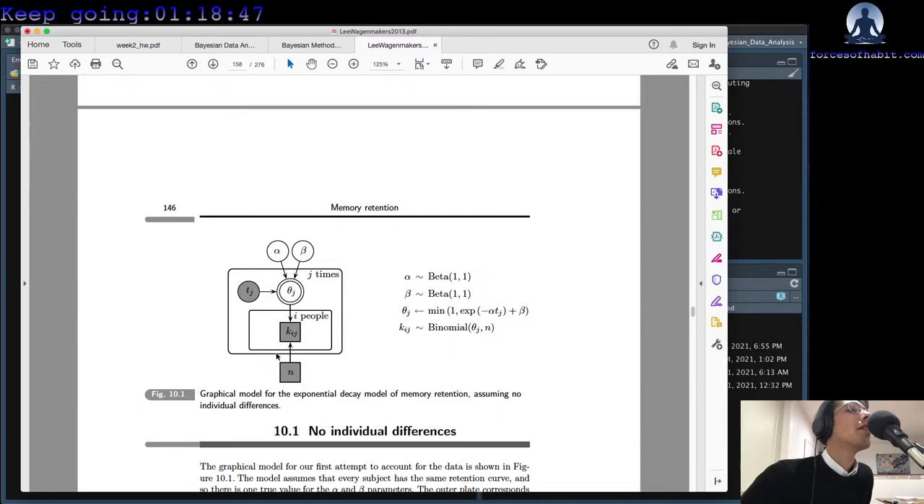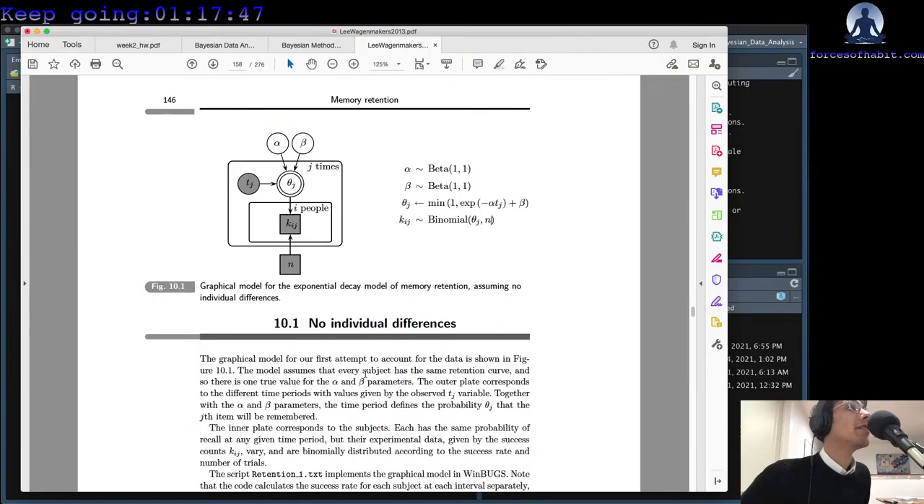We can look at the plates here. So we have people within time. So we have measurements across time, and in all measurements across time, we have people at a given time point. And this is the successful retention of a thing. I don't know what they're capturing here, but it's for successful retention of something for a given person, i, at time point j. And we have information about time j. So the success rate for a given individual at a given time point is distributed as a binomial distribution with theta for a given time point for the amount of trials. So everyone has the same amount of trials.